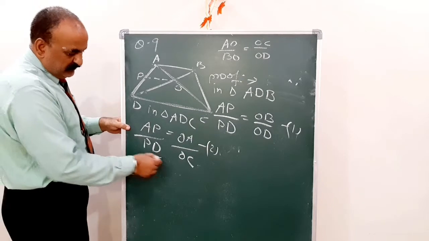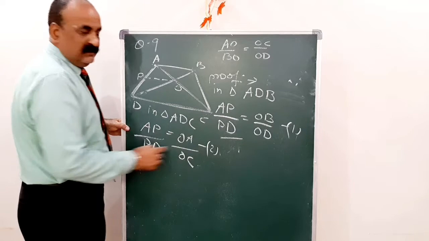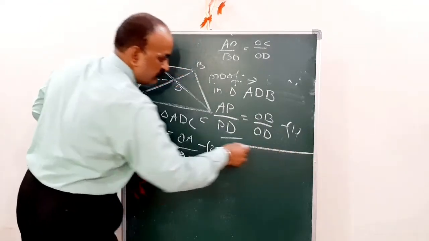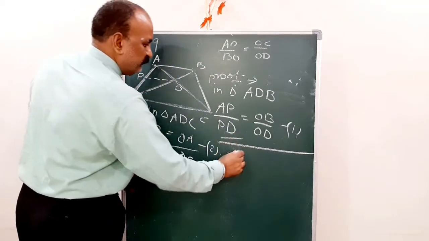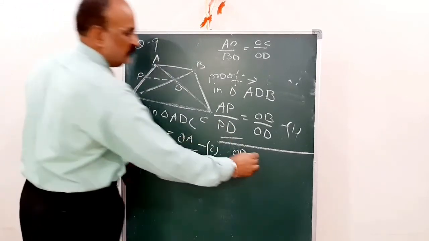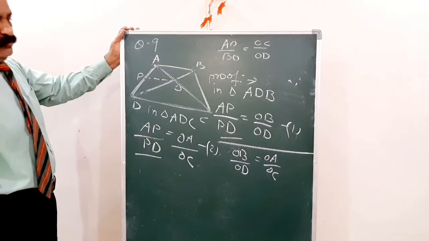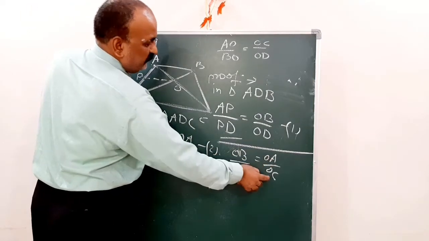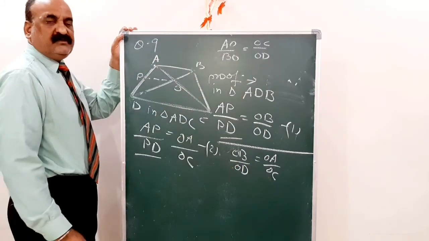अब ये AP upon PD है, ये भी AP upon PD है, तो ये दोनों when left hand side is equal, तो right hand side is also equal. It means you can write OB upon OD is equal to OA upon OC. Okay, so you can transfer OB here, so OA upon OB is equal to OC upon OD. This you have to prove.